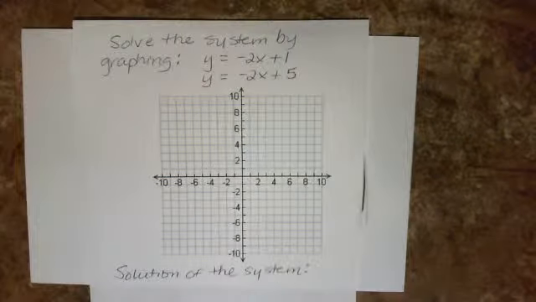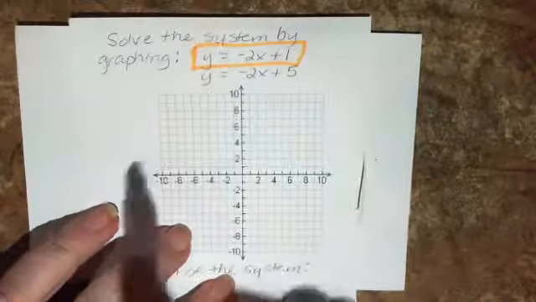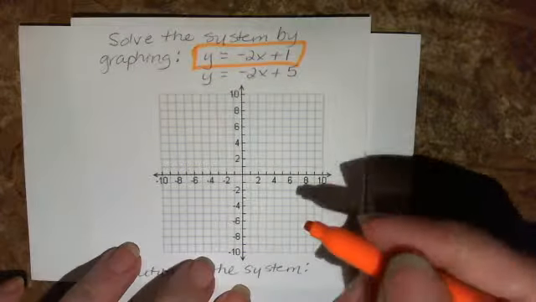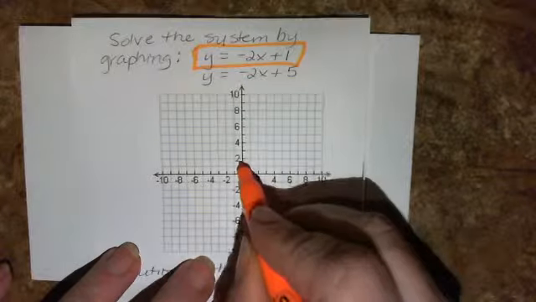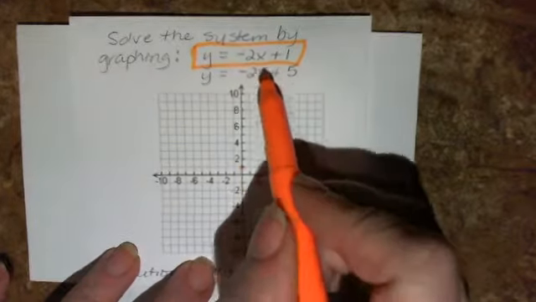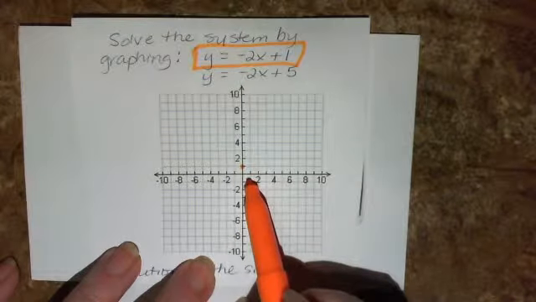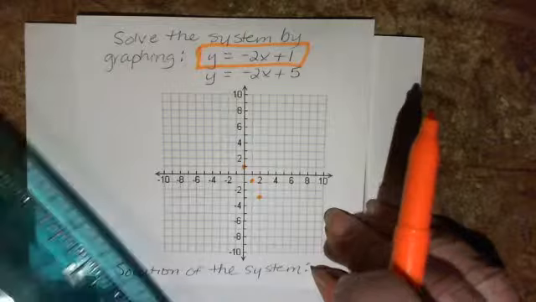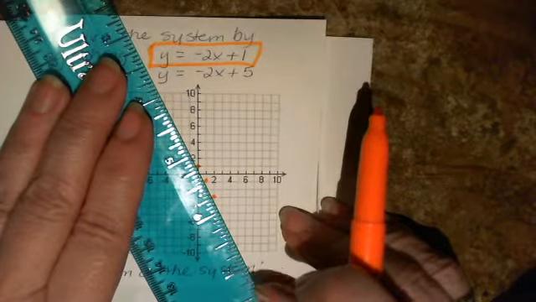Solve the system by graphing. So let's look at this first one. y = -2x + 1, so we see the y-intercept is positive 1, and the slope is negative 2. In fraction form, that would be negative 2 over 1. Down 2 over 1. Okay, and we can connect a few of those.